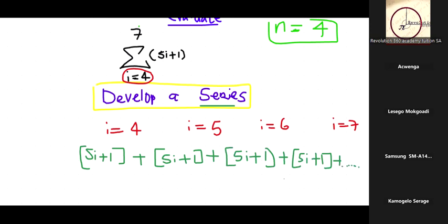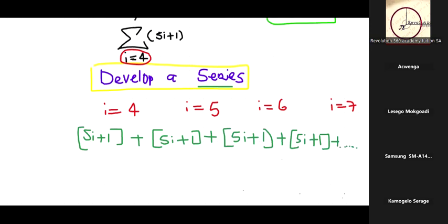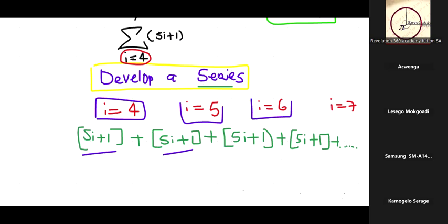I'm making it much easier for you so that you can understand. This is i, that is i, that is i, that is i. It simply means we're going to substitute where there is i. We're going to start by substituting 4, then where there is 5, we substitute 5 where there is i. Since this is i equals 6, where there is i, we put 6. Since this is i equals 7, where there is i, I'm going to put 7. So that's basically what we're going to do.